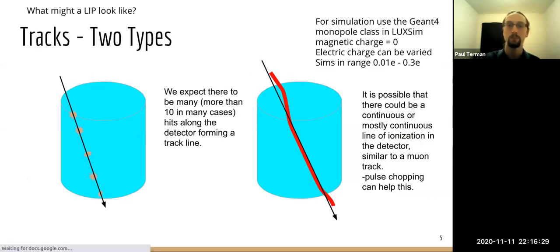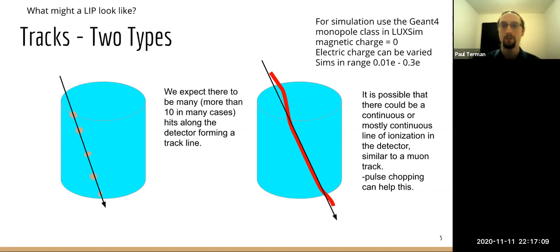And of course, it was designed and optimized for WIMPs, but we can reanalyze the data to look for these LIP signals. And what would a LIP look like? Well, there would actually be two different tracks. That's right, tracks, not individual hits, as we would expect from a WIMP. The first type is where we see a bunch of discrete hits along the detector. Could be dozens of hits. We've actually increased the amount of pulses allowed in the data processing framework up to 100, which is much higher than the normal amount of 10 pulses.